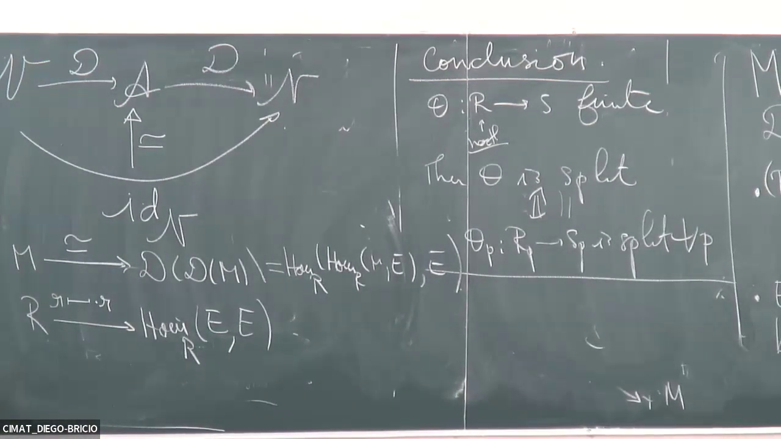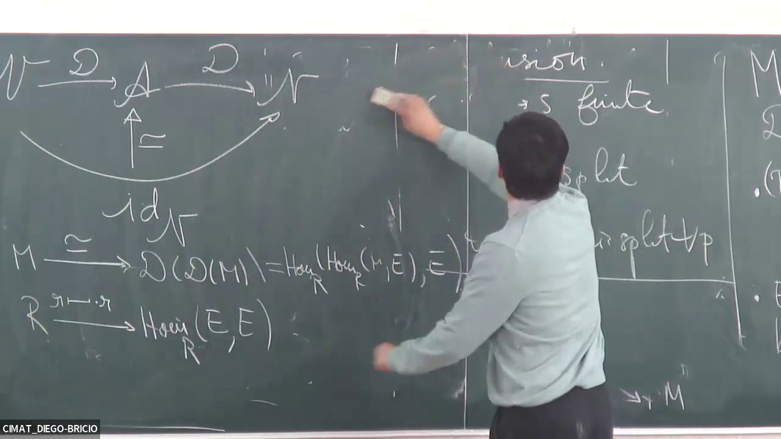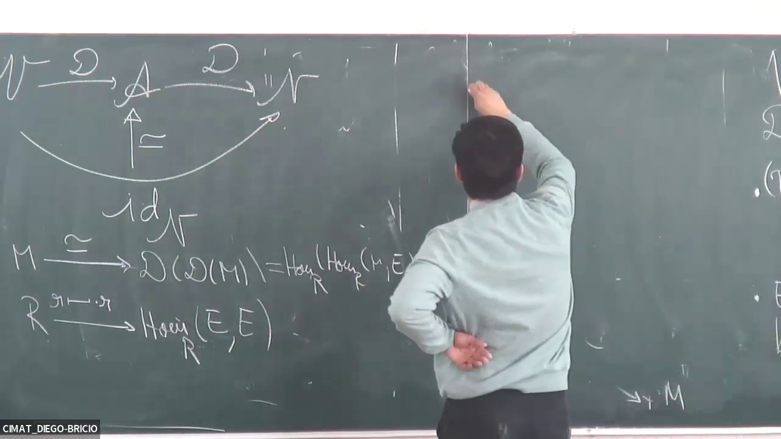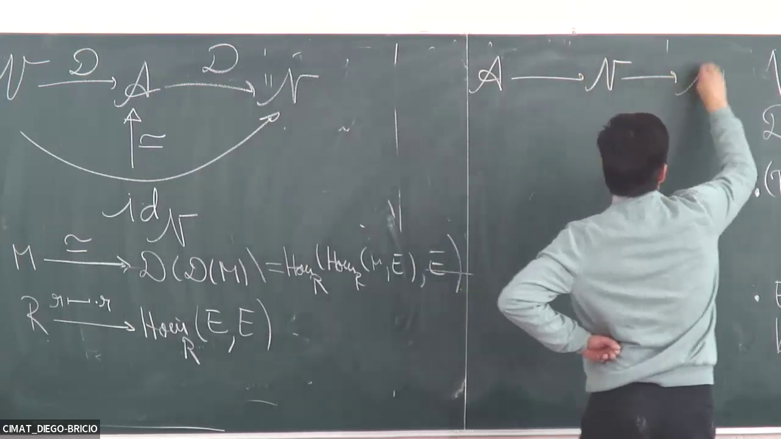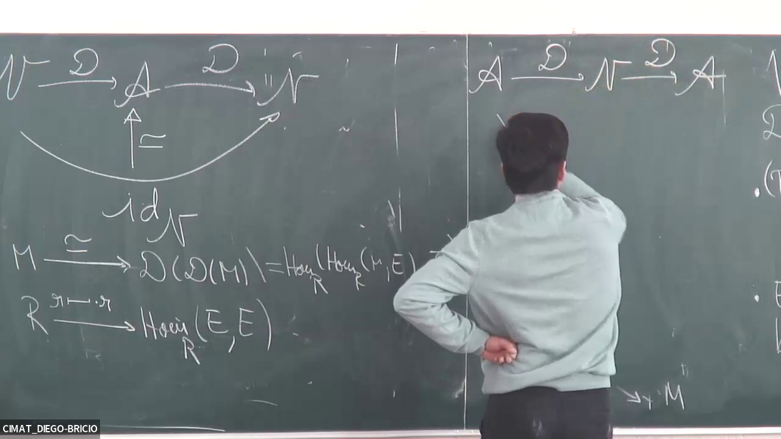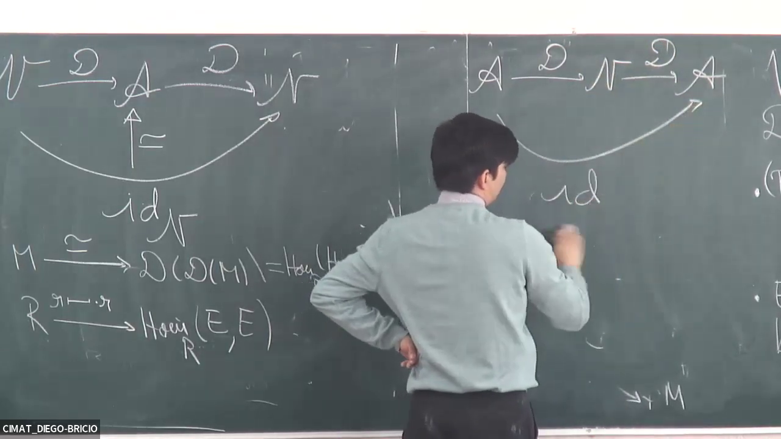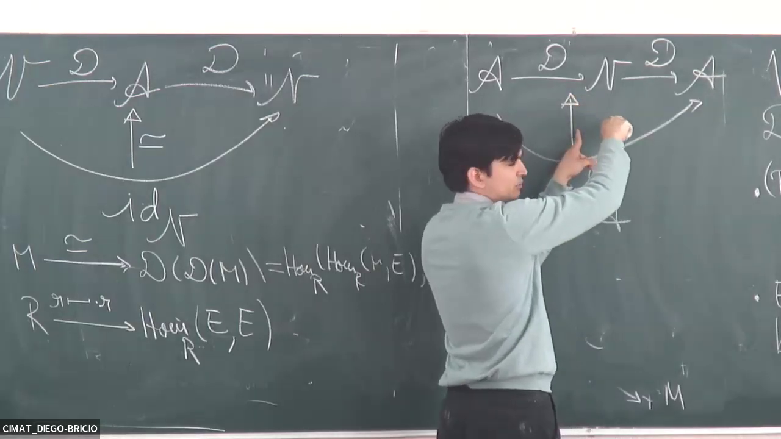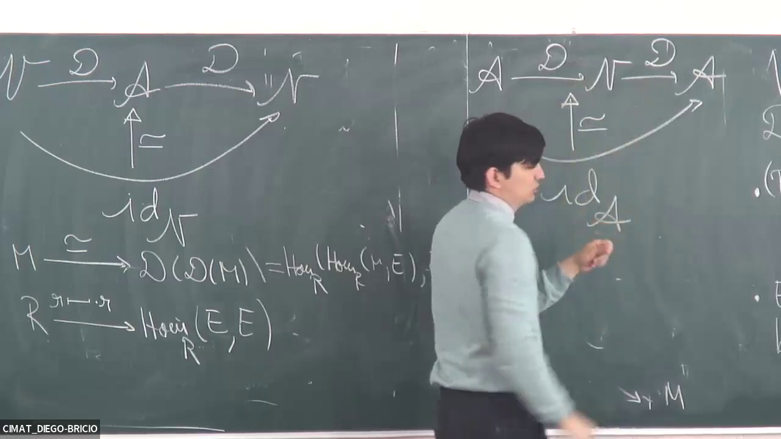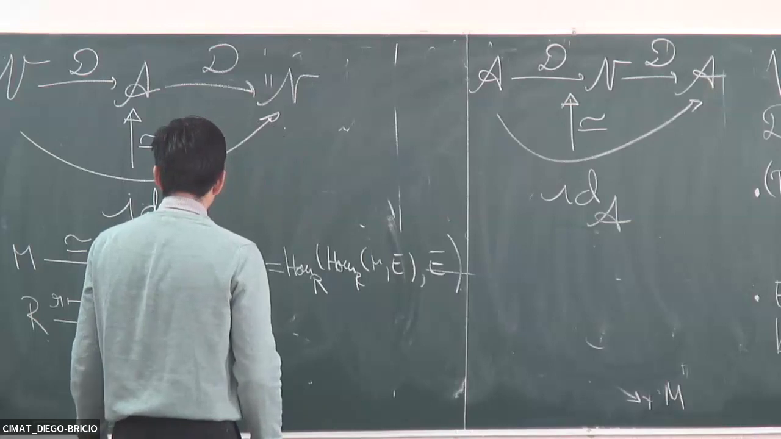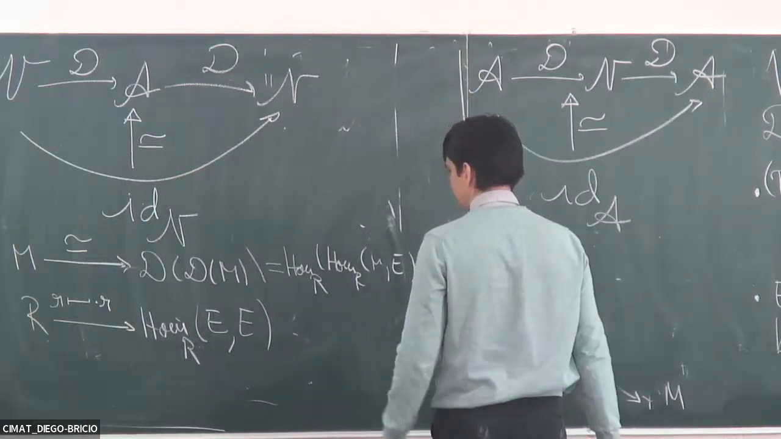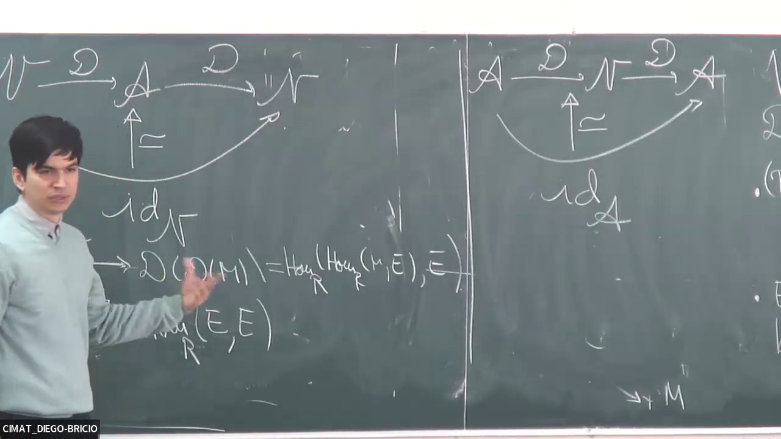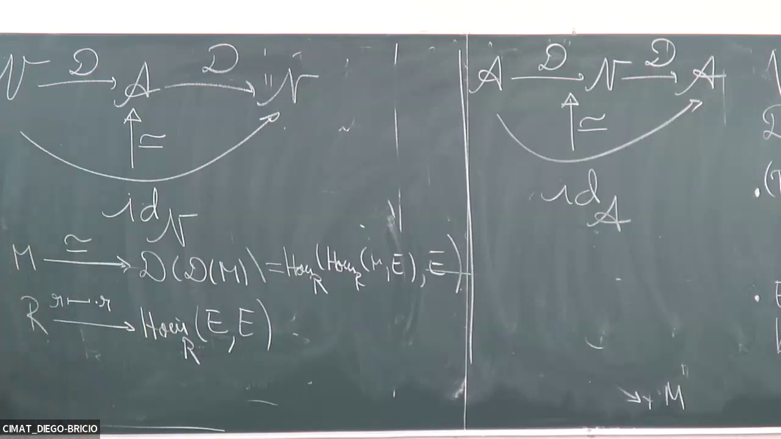I'm not done. The other part is the following: what happens if you go Artinian, Noetherian, Artinian. Well, same thing. Here you have the identity natural transformation on the category of Artinian modules, and the point is that there is a natural isomorphism between the identity and the composition with D itself. So, in other words, it's the same thing. If you put an Artinian module here, when you apply its double dual, you get the same module back.